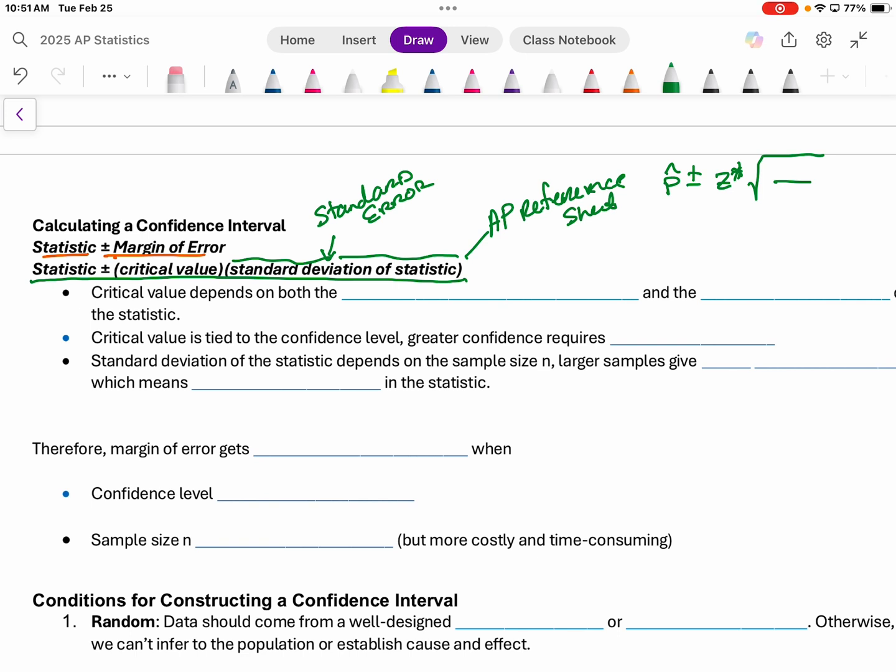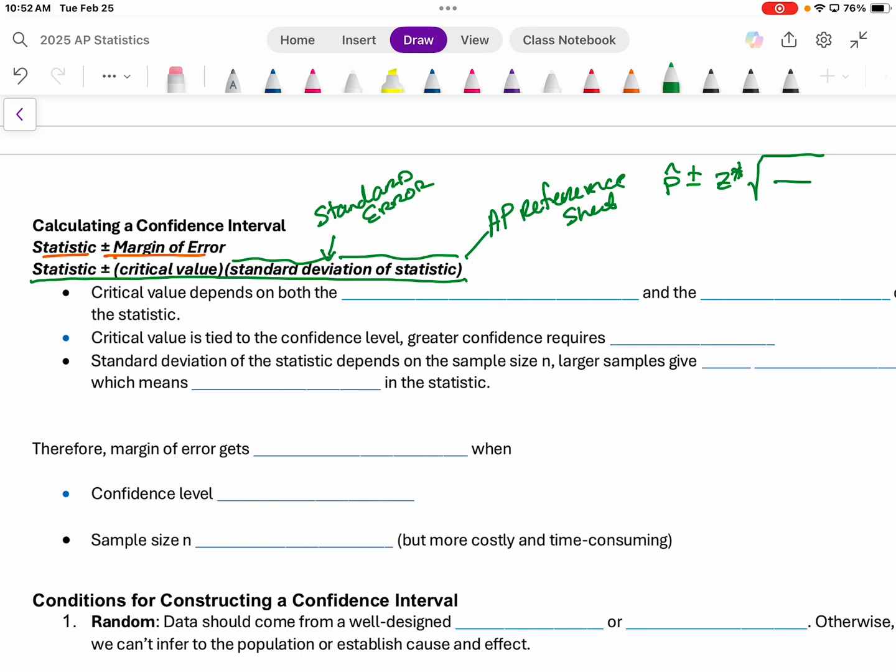That's what sometimes gets people, when we see margin of error and standard error. Margin of error is the whole component after the plus or minus symbol. The standard error is just the standard deviation of the statistic, whatever you're working with. So they are two different values. You need the standard error to help calculate the margin of error.